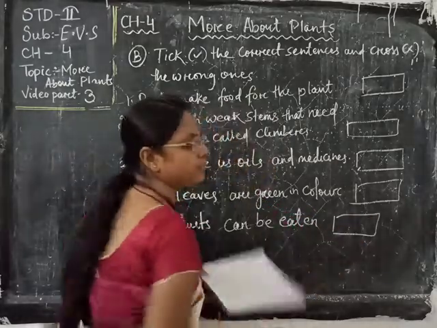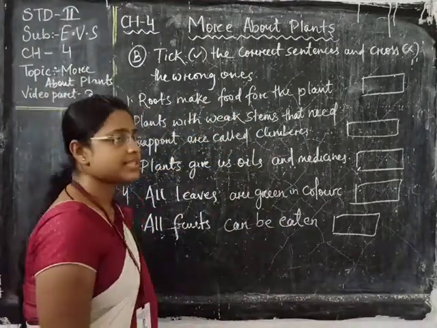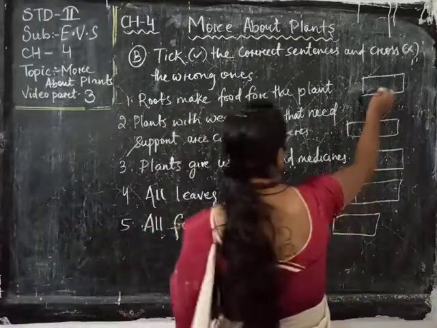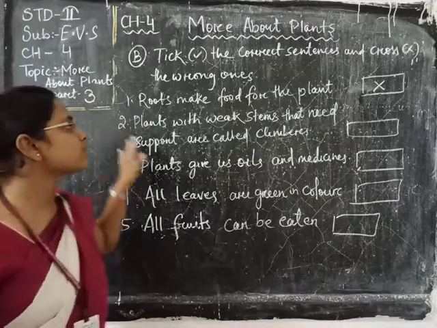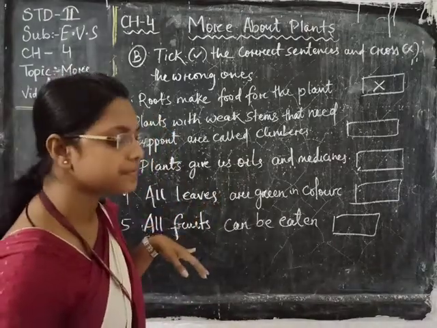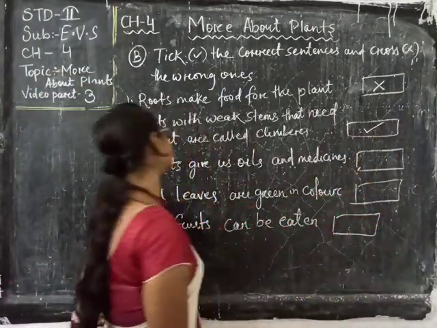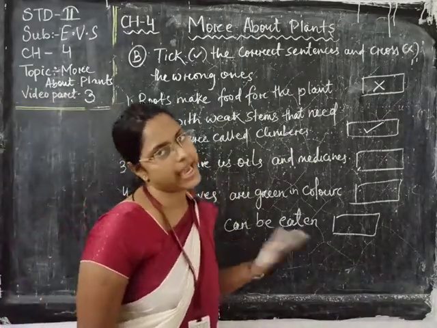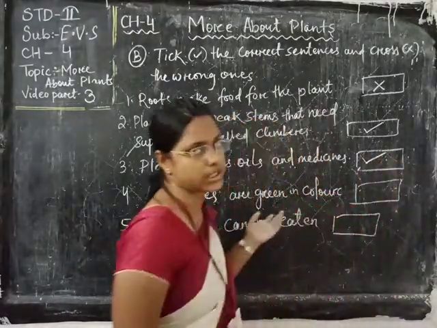So now tell me what will be the answer. Roots make food for the plant. Is it true? No. Who makes the food? Leaves make the food. So it is wrong. As it is wrong, we will put a cross mark. Plants with weak stems that need support are called climbers. Yes, they need support and they are known as climbers. Next, plants give us oils and medicines. Yes, it is true. It gives us oils and medicines and many more things.